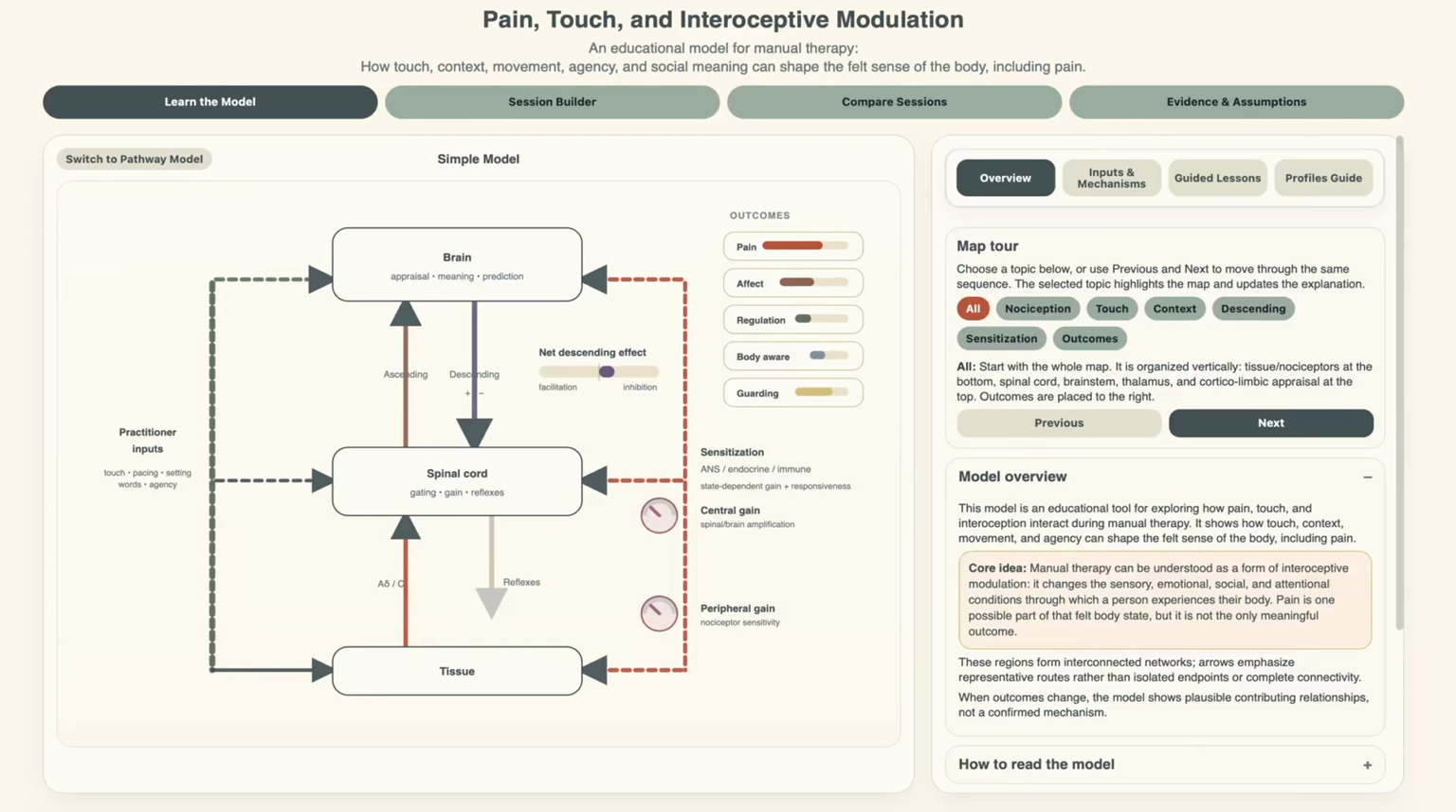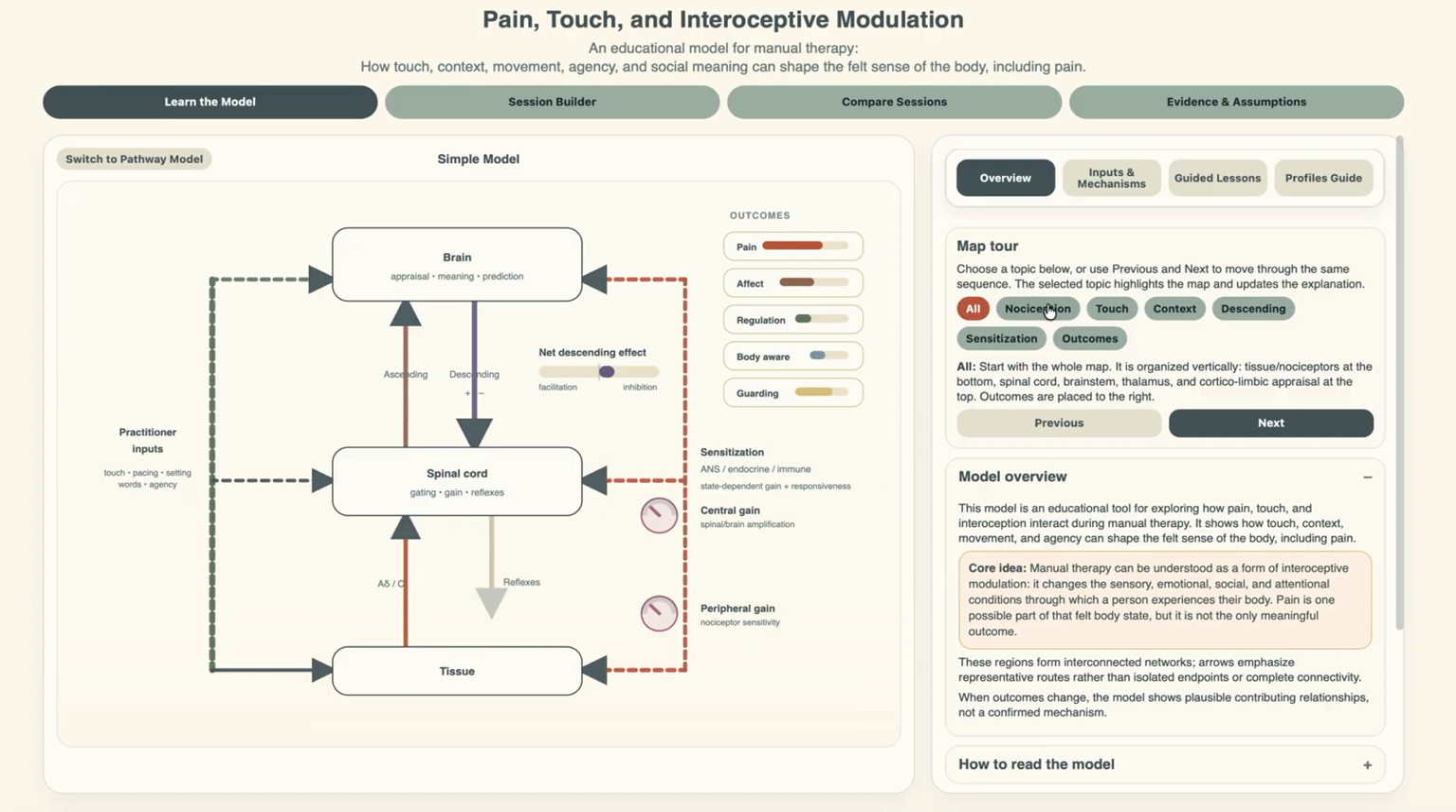This is an interactive model that I developed to help make the complexity of pain and the possible effects of manual therapy a little easier to see and explore. And this isn't just a demonstration for you to watch. You can open the model yourself and manipulate all the controls that I'm going to be using in this video. What I'm going to do now is give you a quick tour of how the model works and some of the questions you can explore with it.